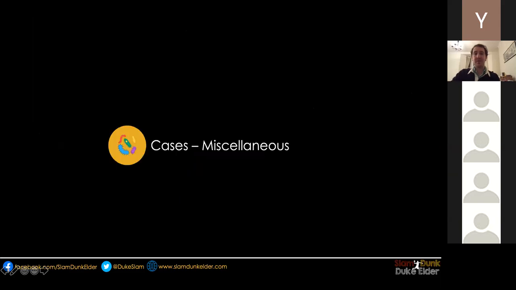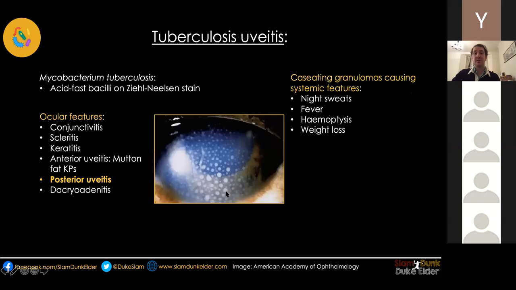So a few miscellaneous cases here. Most of them are linked with posterior uveitis, but typically the next few cases can cause lots of different types of conditions affecting all different parts of the eye. So the first one here is TB uveitis. The picture I've got here is your mutton fat keratitic precipitates. So this is the anterior uveitis.